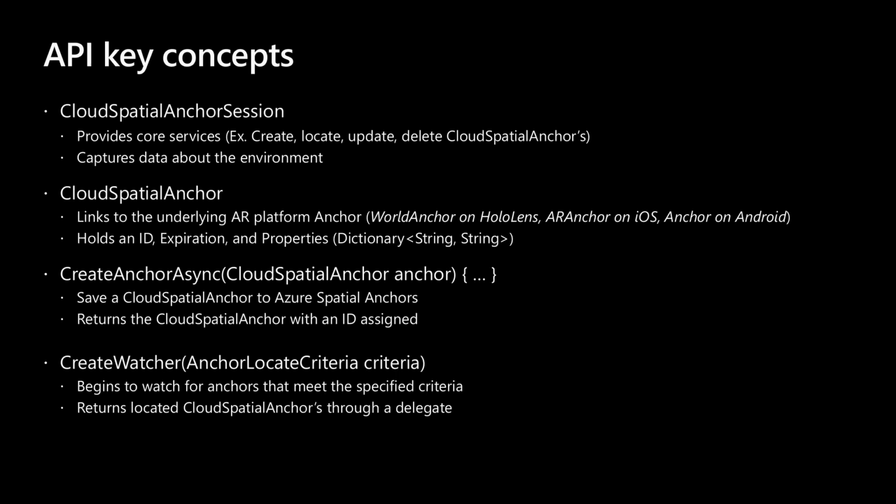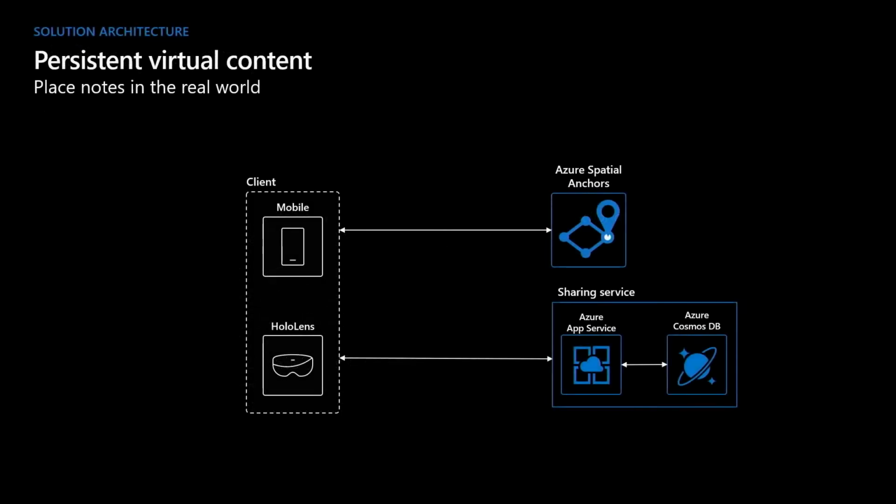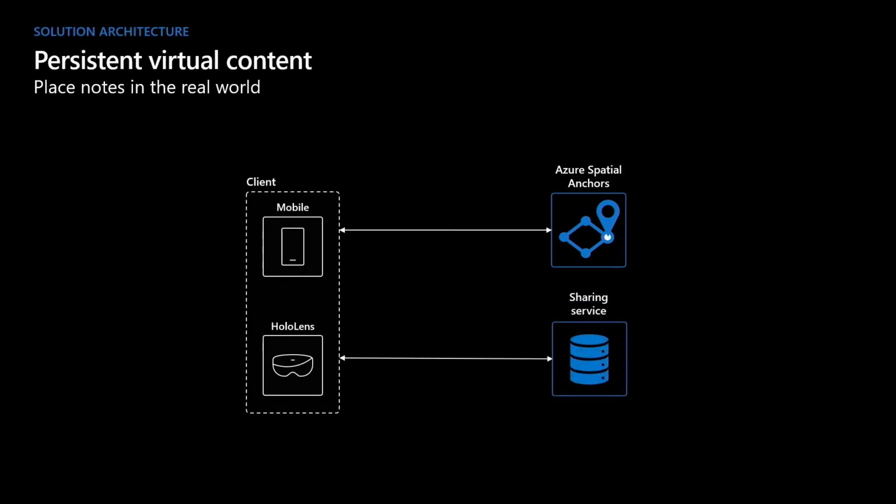The criteria that I promised are anchor locate criteria, and it's an array of IDs. So you might be looking at this and saying, OK, I create an anchor, and I get back an ID. Later, when I want to find anchors, I need to give you IDs. So where do I put those IDs? That's why we have the sharing service. The sharing service is just a database of IDs. Because it's not really important what the implementation details are for this doc, we're just going to simplify it and think of it as a database that stores IDs.